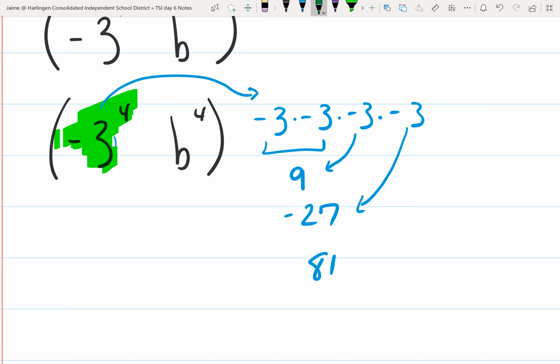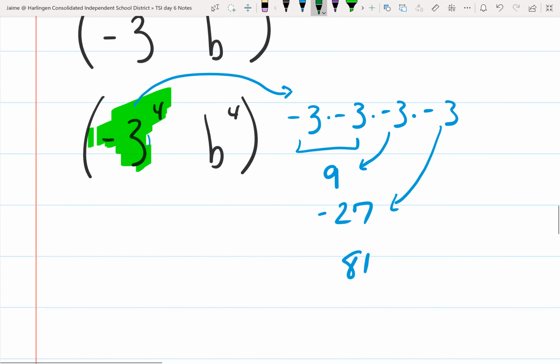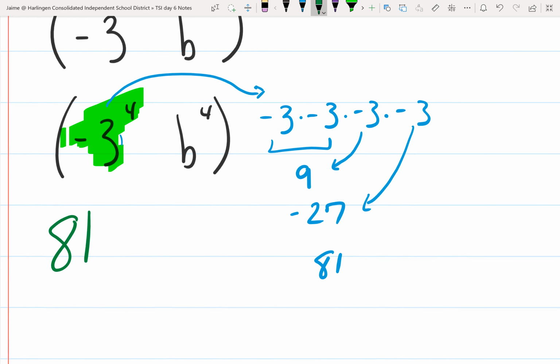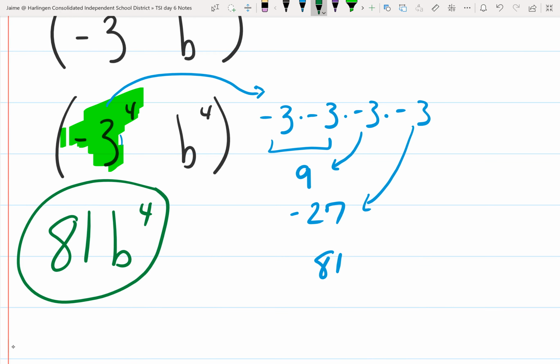So then the answer to all this is, hello, 81b to the 4th power. Right?